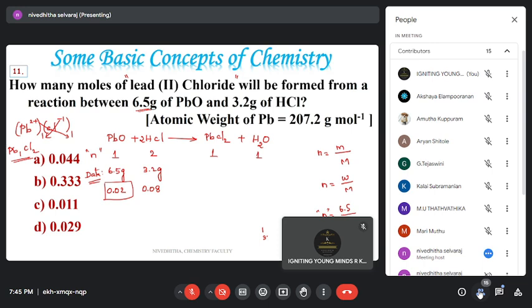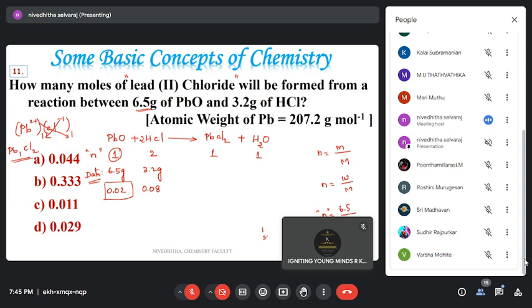So we know that if number of moles of lead oxide is 1, then number of moles of lead chloride is also 1, right? But here the number of moles of lead oxide is 0.02. So what will be the number of moles of lead chloride? Should be same, right? 0.02. So what will be the answer? Option D, ma'am. Option D, that's it.